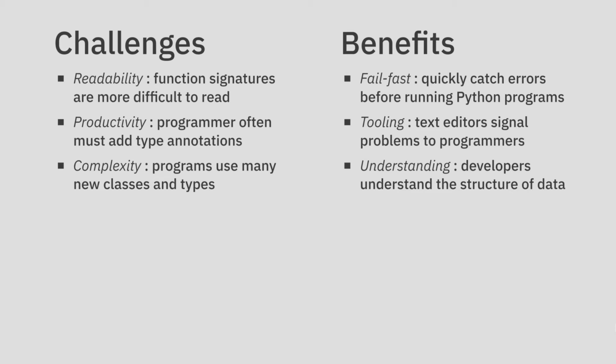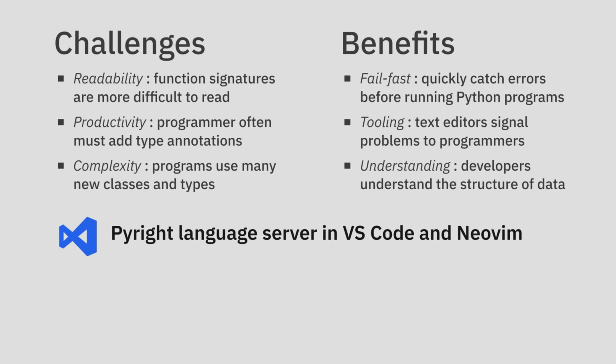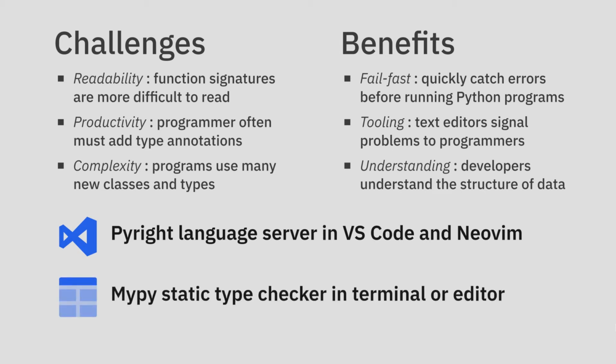However, in order to gain these benefits, you have to use the right tools. Let's investigate the landscape of tool support before moving on. The first is the Pyright language server, which you can run in VS Code or NeoVim. The second is the MyPy static type checker that you can run in your terminal window or your editor. Pyright and MyPy are both type checkers that leverage type annotations. In my experience, they are exceptional tools that have detected many defects in my code before I ran either the test suite or the program itself.